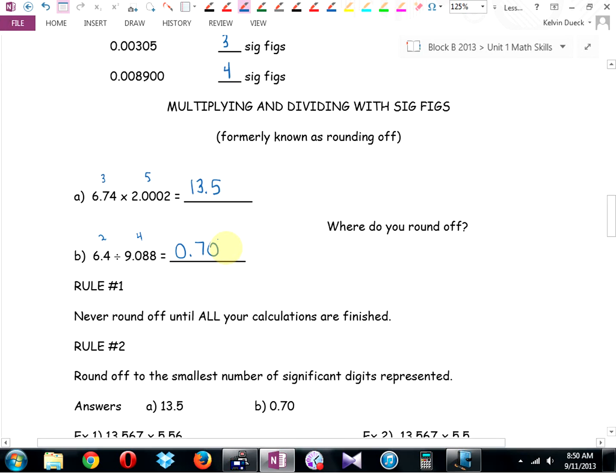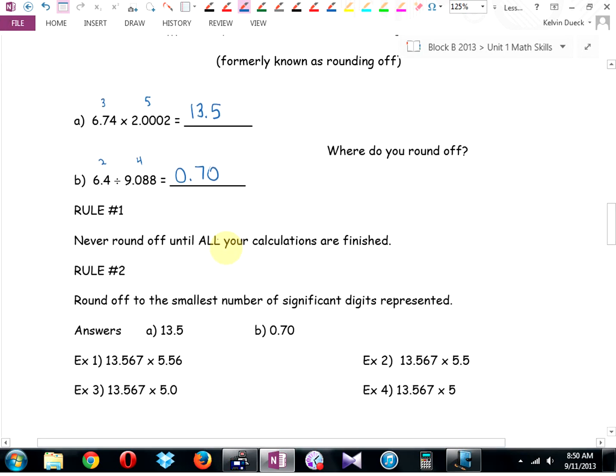Okay? So the rule is, first of all, you never round off until you've done all the calculations. And the second rule for multiplying and dividing is you round off to the smallest number of sig figs represented in your data. Okay?